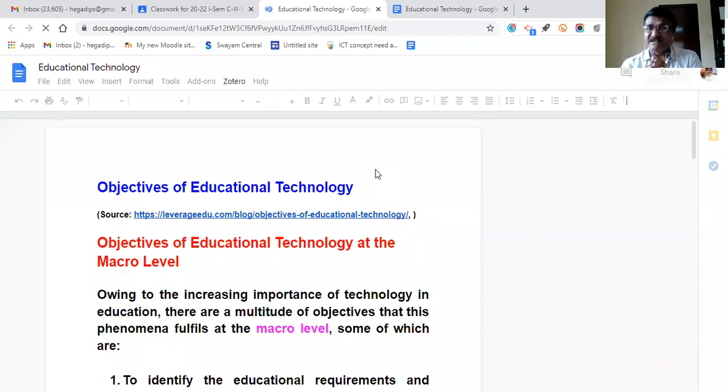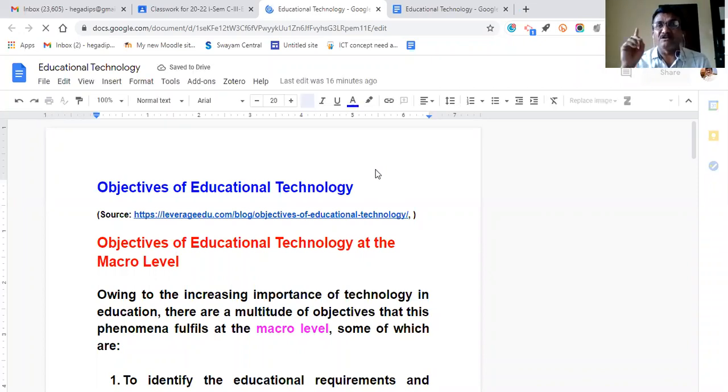I am repeating, today we are going to learn about the objectives of educational technology. These are taken under two captions.